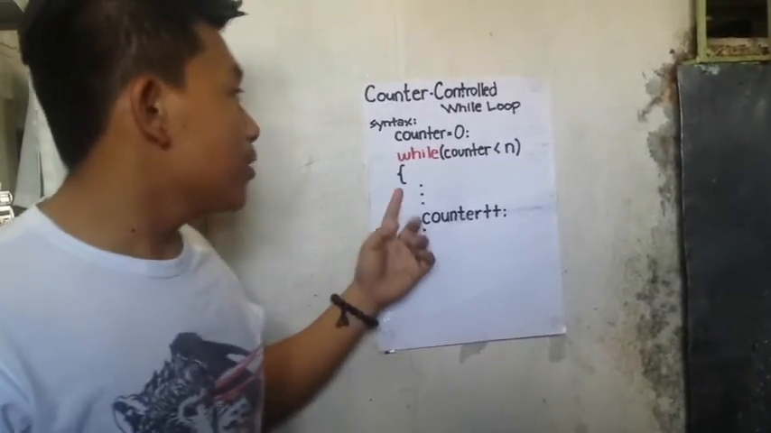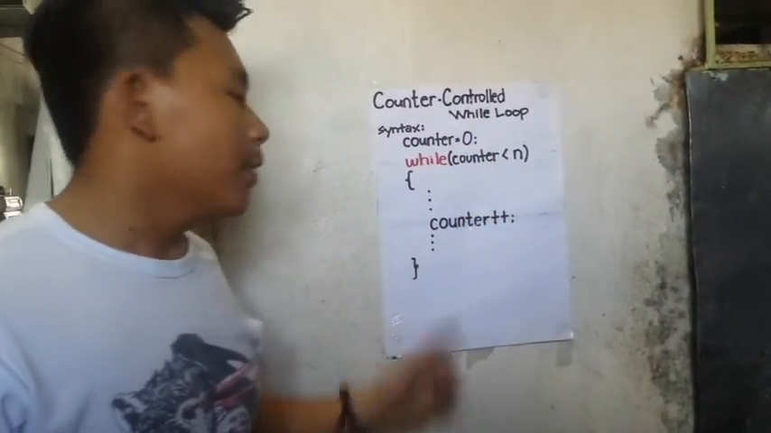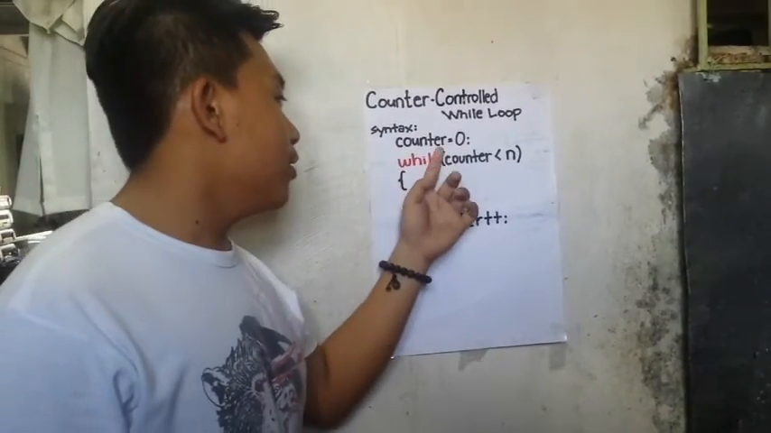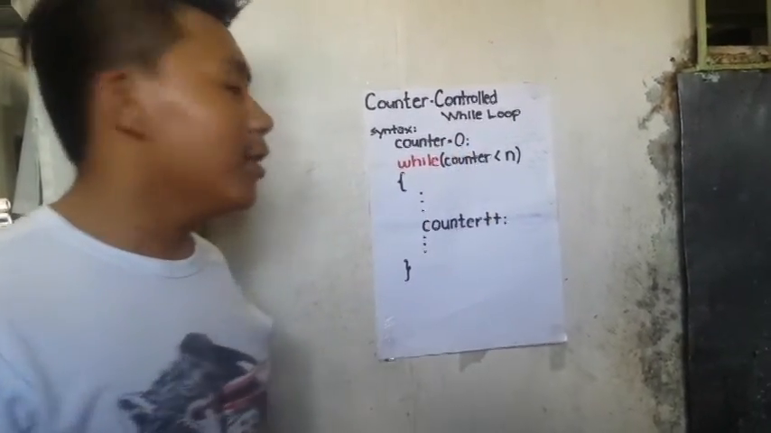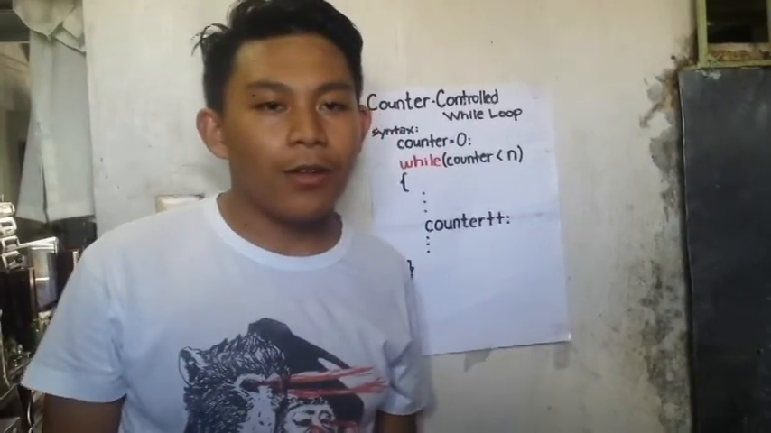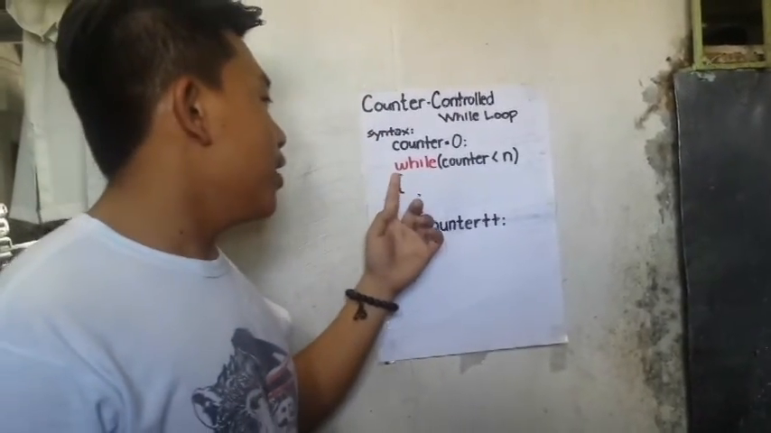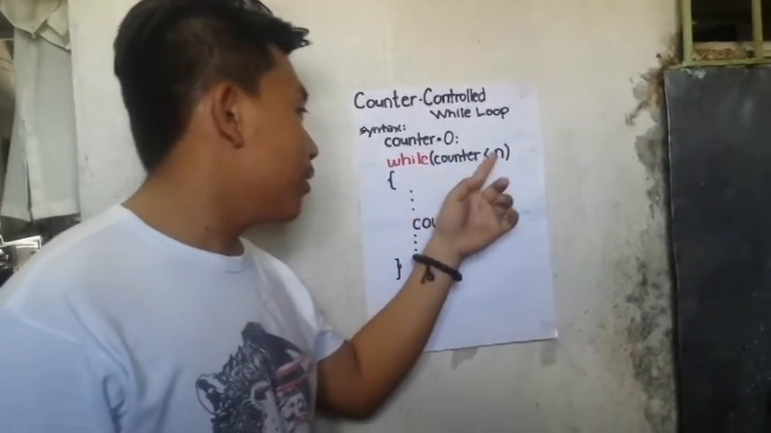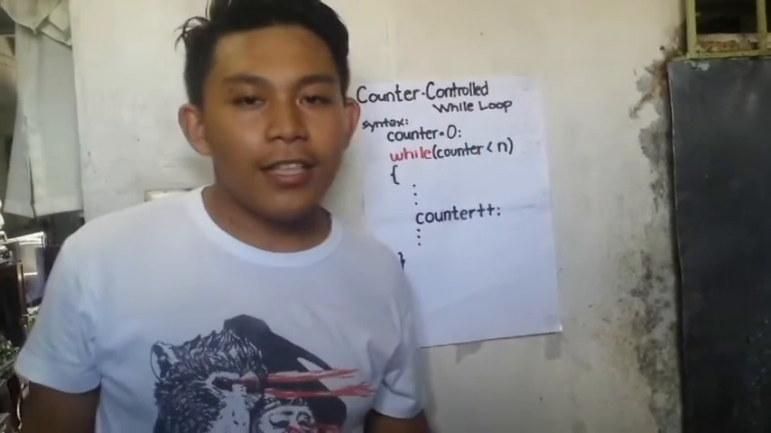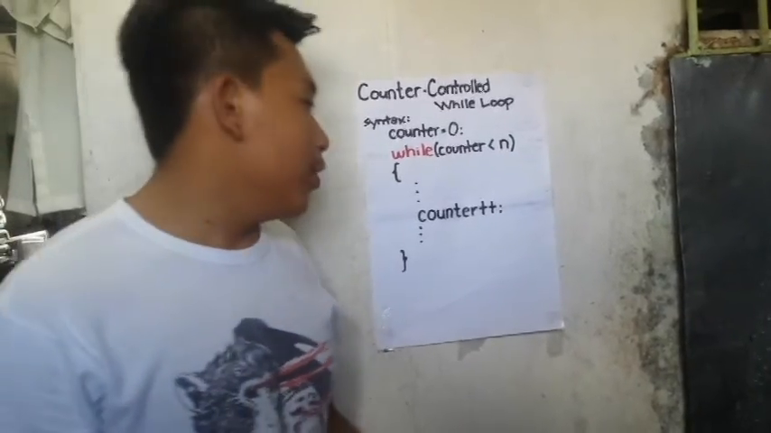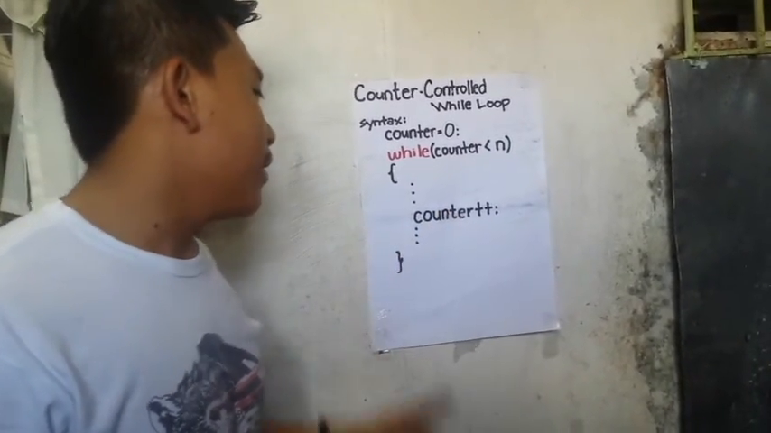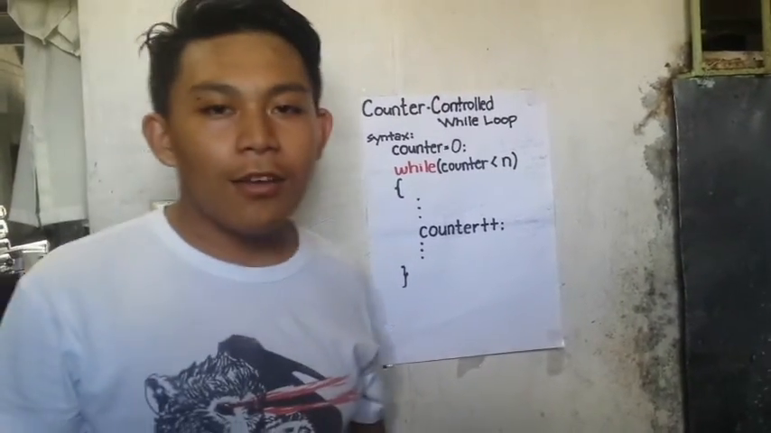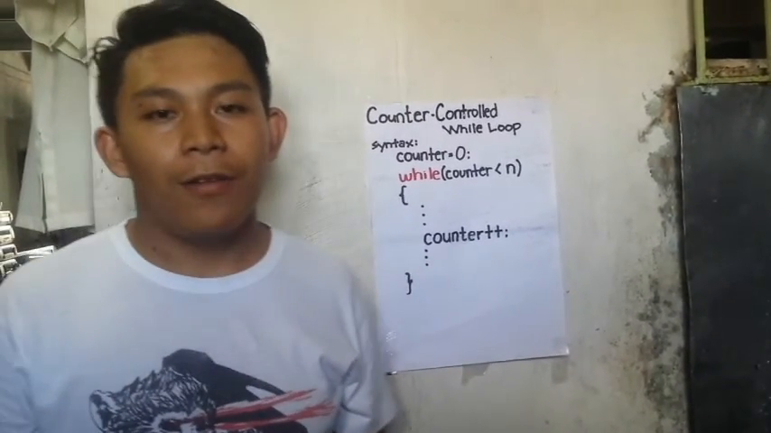This is the syntax of the counter-controlled while loop. First, the initialization. The initialization is counter = 0. It initializes the loop control variable. The second is condition. The condition is while expression, counter less than end. It tests the loop control variable. Third, the update statement, which is counter++. It updates the loop control variable.